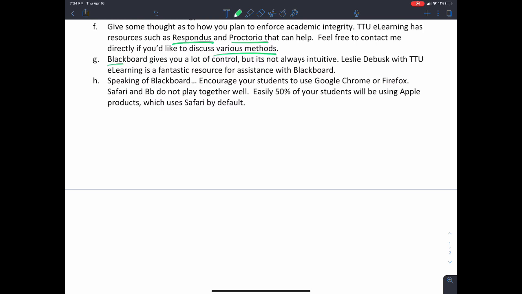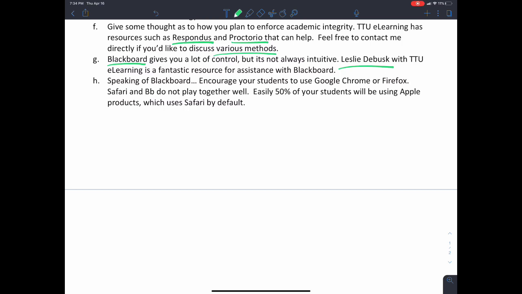Now, Blackboard is a great tool. It gives you a lot of control, but sometimes it's not that intuitive. I've mentioned Leslie's name, and I've now put her in writing here. Leslie DeBusk with TTU eLearning is a fantastic resource for assisting with Blackboard. Some colleges have their own Blackboard expert, and I encourage you to reach out to them, such as Carissa Greathouse over in Kasner. And I believe that there is a Blackboard expert over in the Rawls College of Business. But I know that Leslie DeBusk handles a lot of the heavy lifting for the entire university.